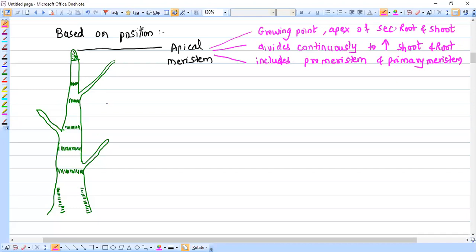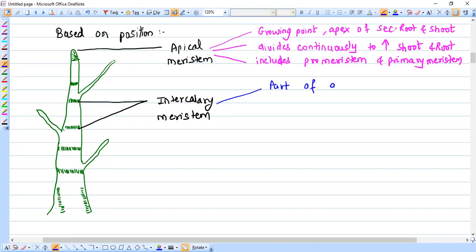This becomes the apical. Now the next one is the one that is present between the nodes. This, what you can see, is the second one. It is called intercalary meristem. Intercalary means, again, it's a part of apical meristem only. So the very first point for intercalary meristem is that it is part of apical meristem.